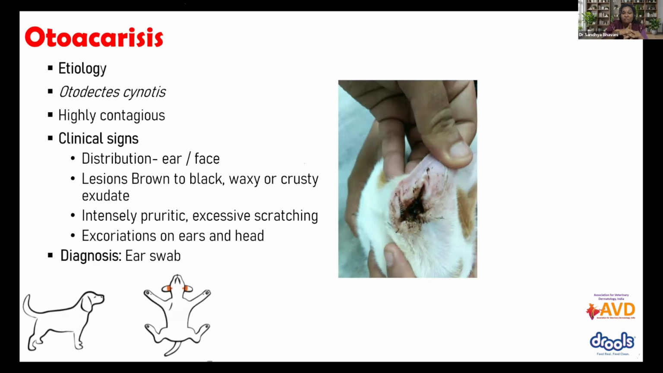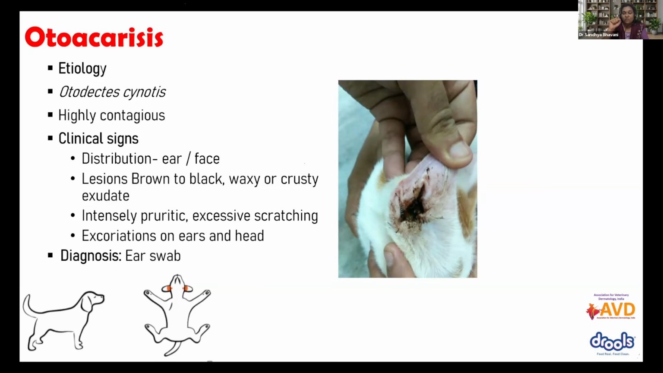And here you can see a black waxy discharge in the ear. This can be waxy or powdery in form. Crusty exudate can come outside, not only in the ear canal but also on the outer side of the ear pinna, and on the face, on the forehead. Also, we can see the lesions. When there is so much irritation, it will keep on scratching, and excoriations can also be seen around the face and the head.